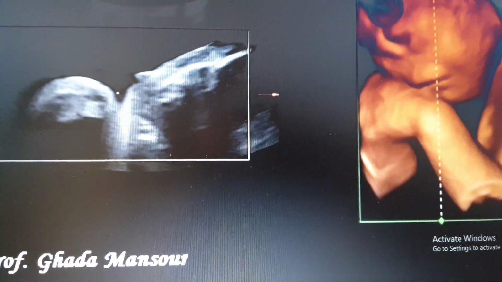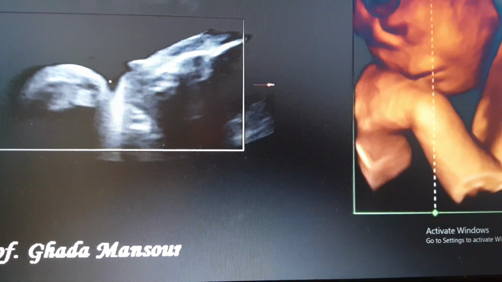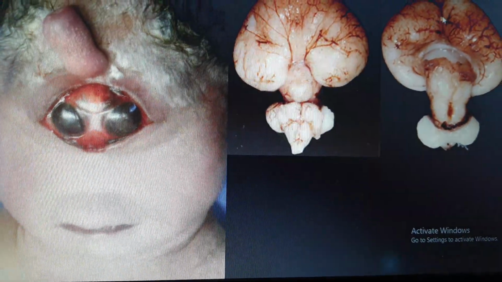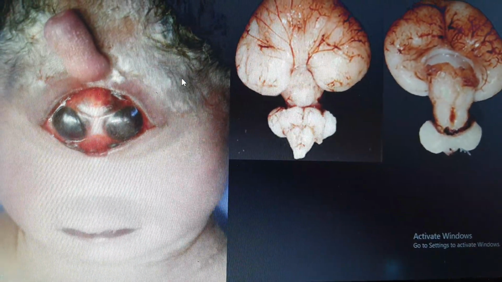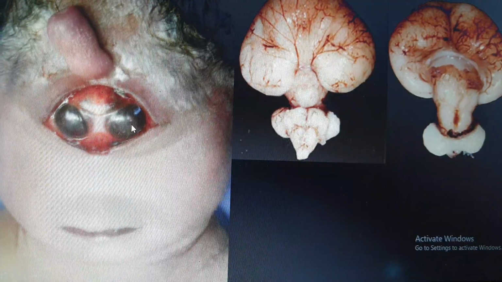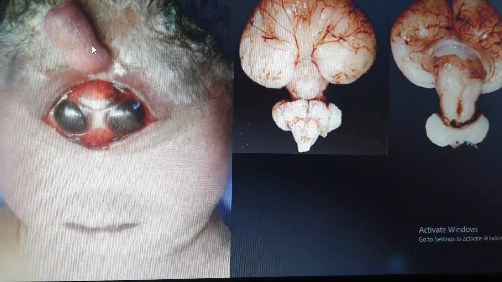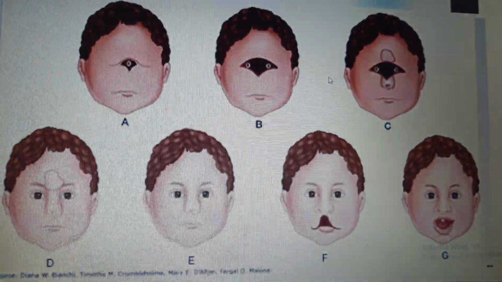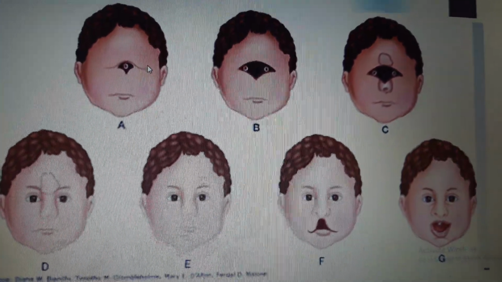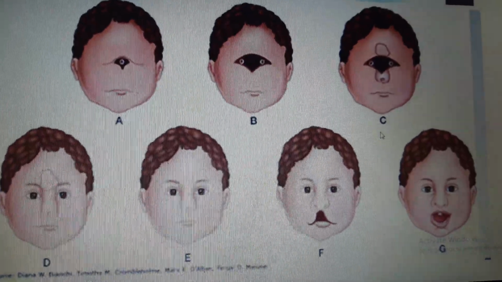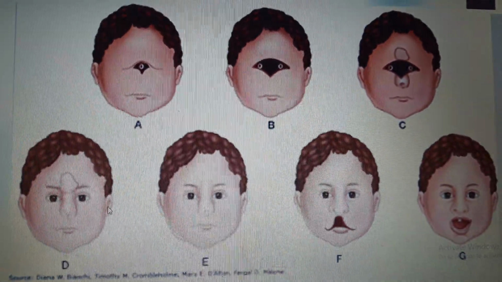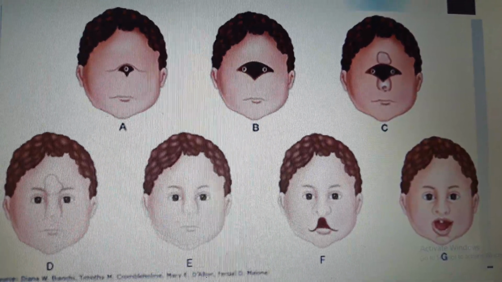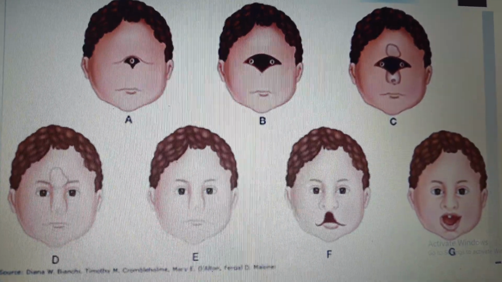So when you see this, this is the most severe form of holoprosencephaly, and this is an example of a picture of the face, or facies, of a baby with, unfortunately, cyclopia and proboscis, and this is how the brain appears in alobar holoprosencephaly. And these are the different stages of holoprosencephaly and how it may appear in the different degrees of severity of the condition, as I mentioned.